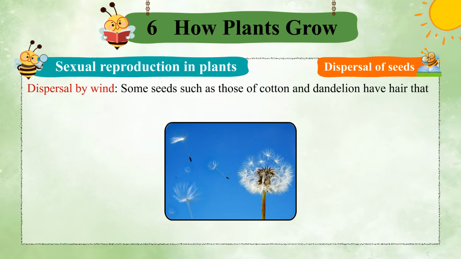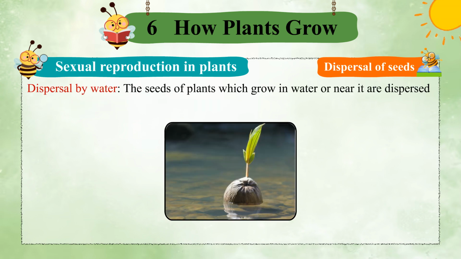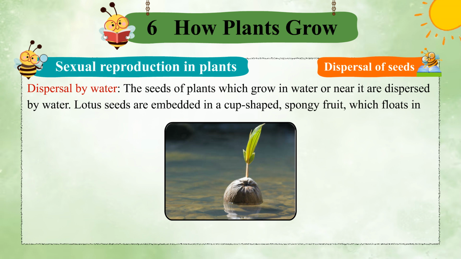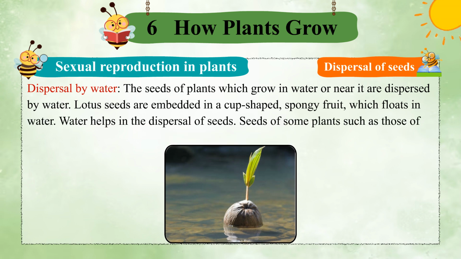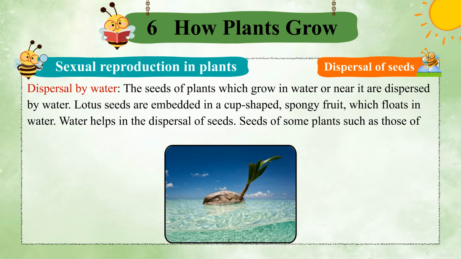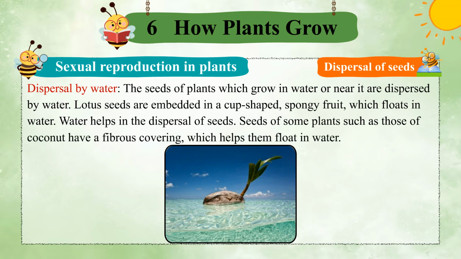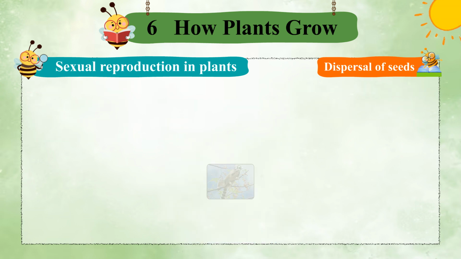Dispersal by wind. Some seeds such as those of cotton and dandelion have hair that help them float in air. They are carried by wind. Dispersal by water. The seeds of plants which grow in water or near it are dispersed by water. Lotus seeds are embedded in a cup-shaped, spongy fruit, which floats in water. Water helps in the dispersal of seeds. Seeds of some plants such as those of coconut have a fibrous covering, which helps them float in water.